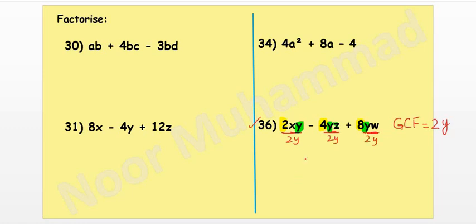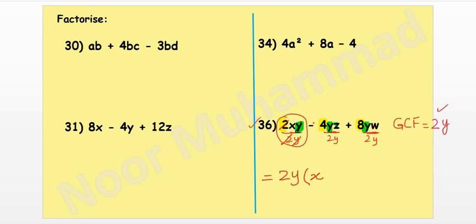So how will we write the answer, or how will we get the factors of this one? The first factor is always the GCF. So 2y is the first factor. We want to know how we can write the other factor. So just put a bracket and see what will be left here. If you divide the first term by 2y, what will happen? 2 will cancel 2 and y will cancel y. So what is left here?